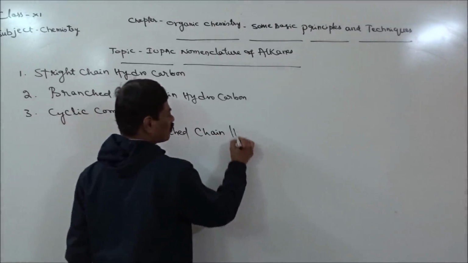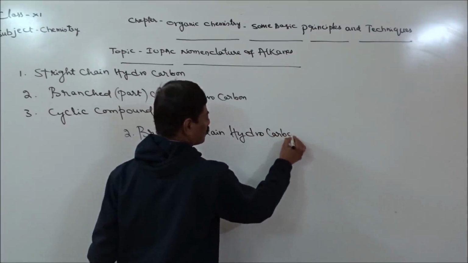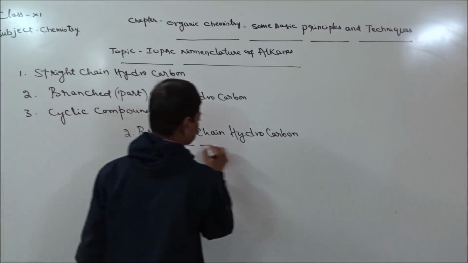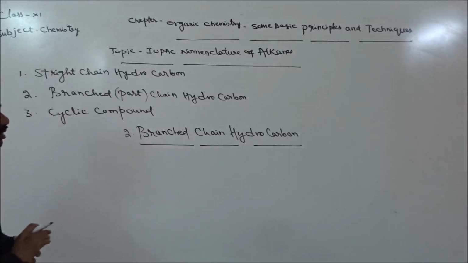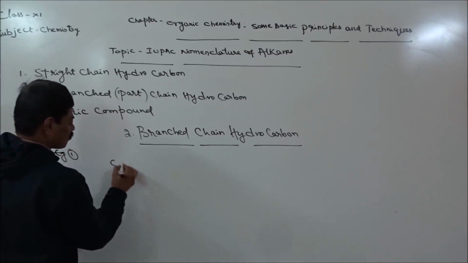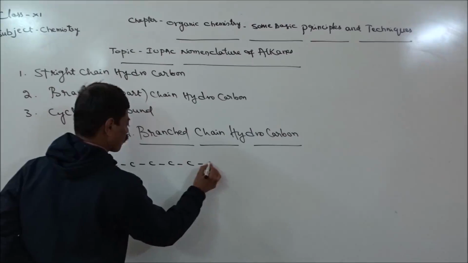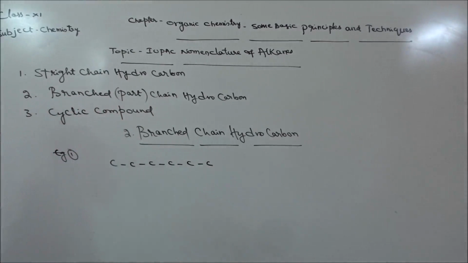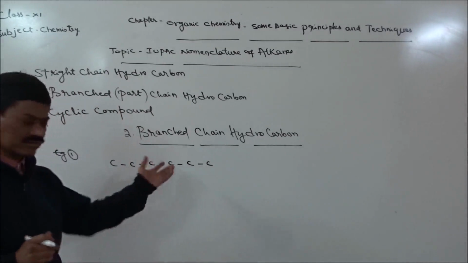Branched chain hydrocarbon. As I told you, a branch can be any substituent. To understand this, let us see one example. This is called a carbon skeleton because hydrogen atoms are not there.